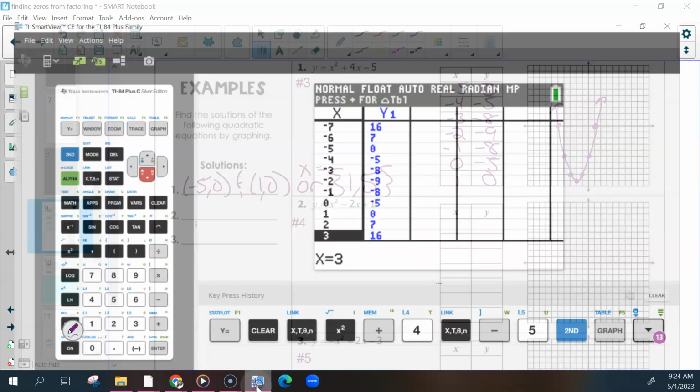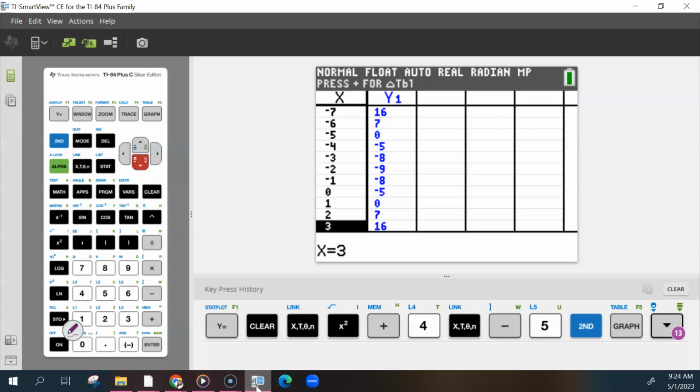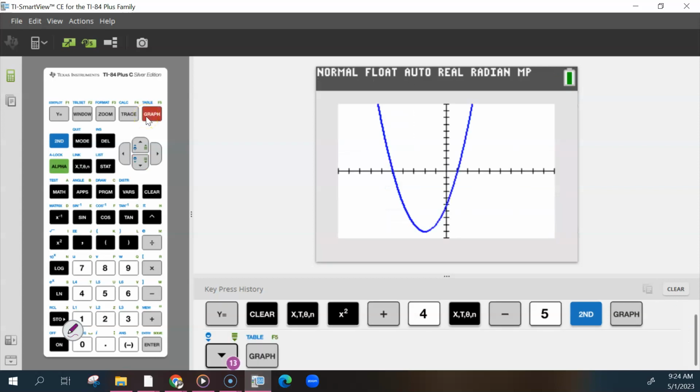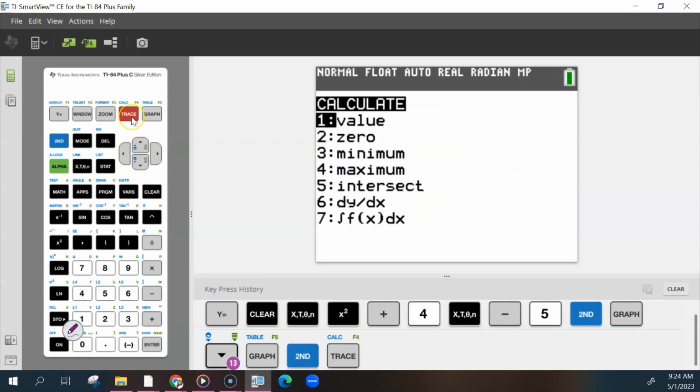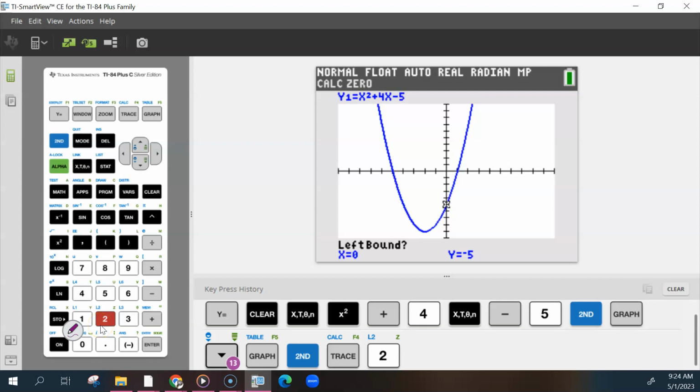In your calculator again, let's say you wanted to double check them, you could look at your table, you could also look at the graph. If it looks like it's on there but you're not sure, I would double check it with the table. If you can't find it in the table, you would need to go into second trace, go into the 0, and you can only do this one at a time.